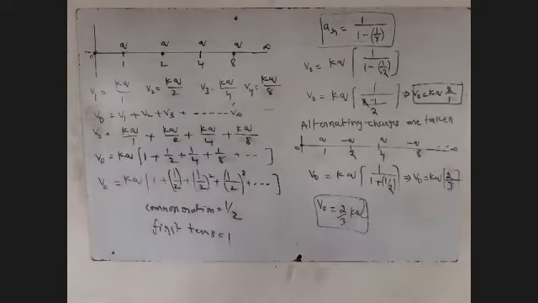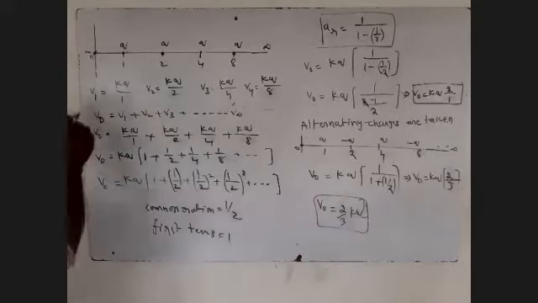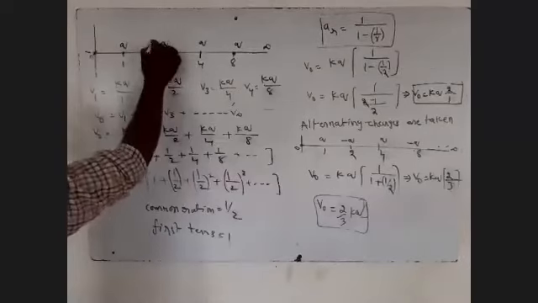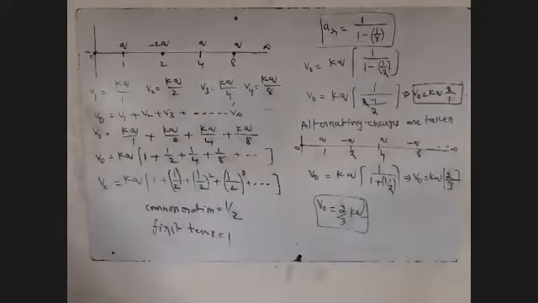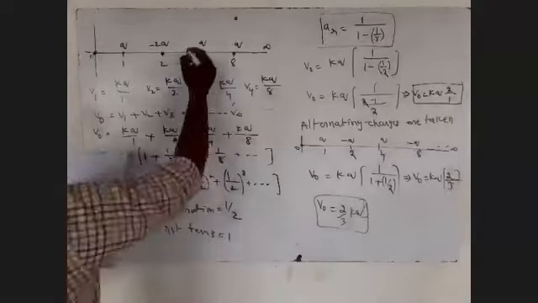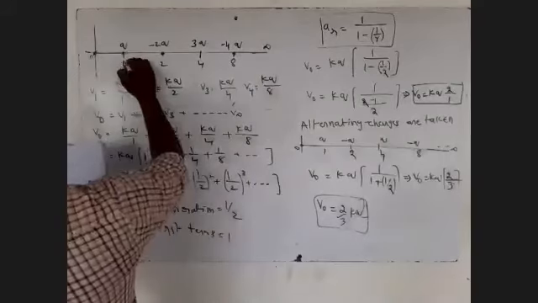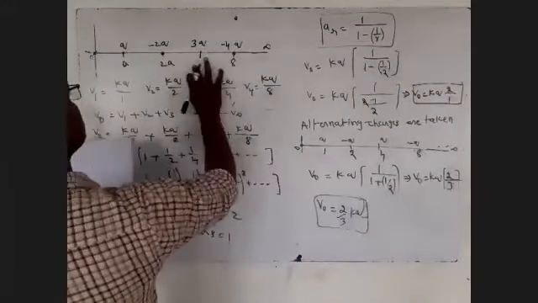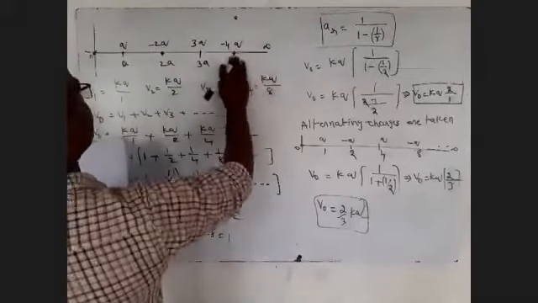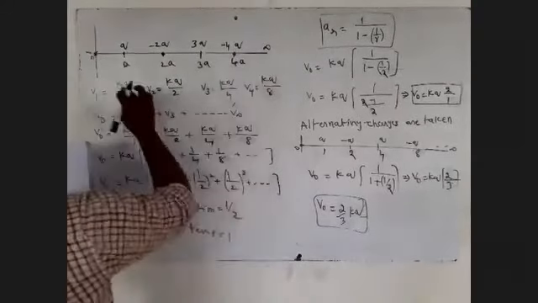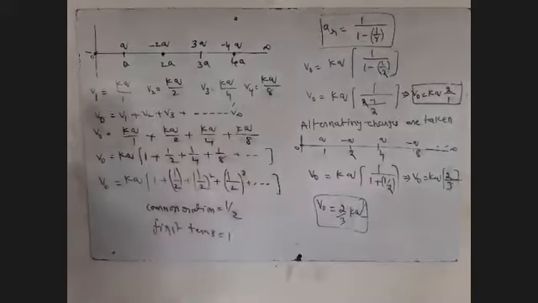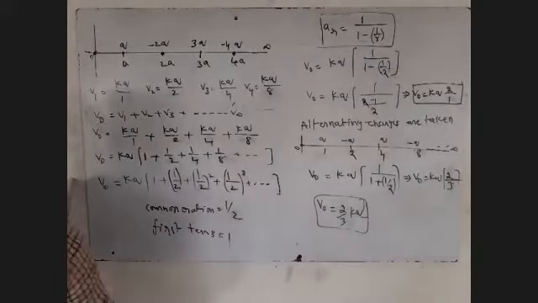Okay, so next one. Suppose, for example, this is a q, this is a minus 2q, 3q, minus 4q, and so on. The distances are a, 2a, 3a, 4a. We need the net potential at O point.